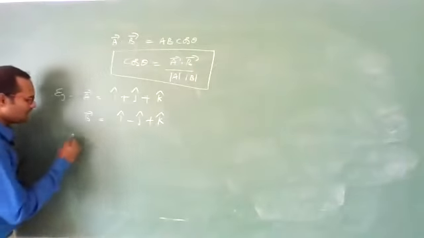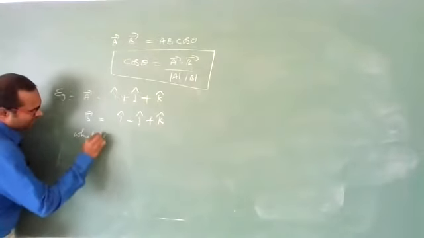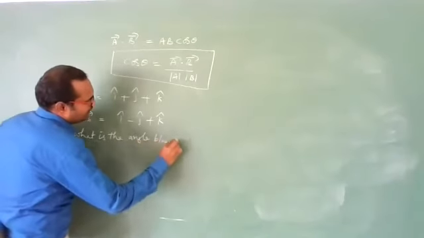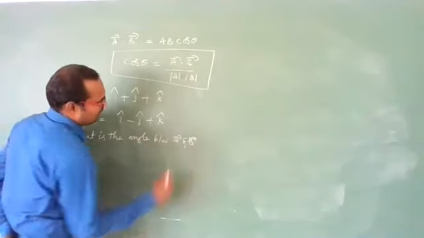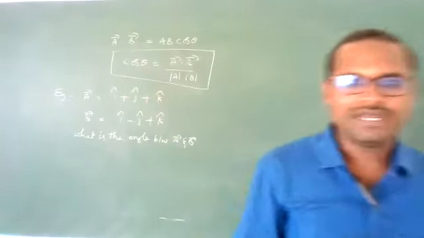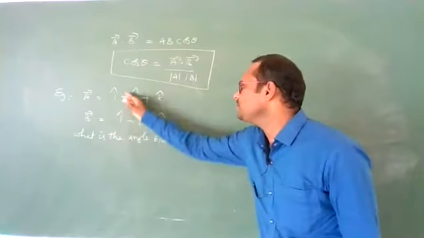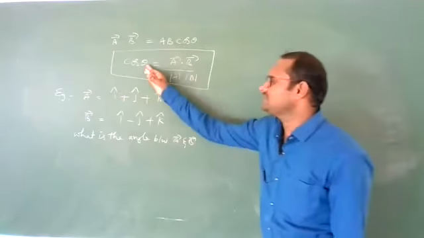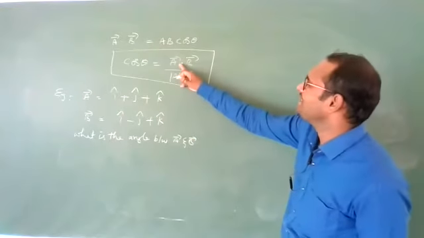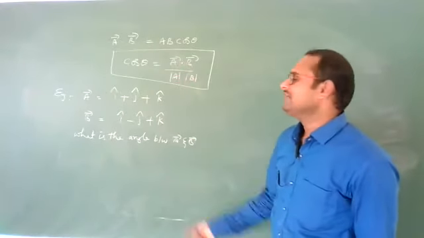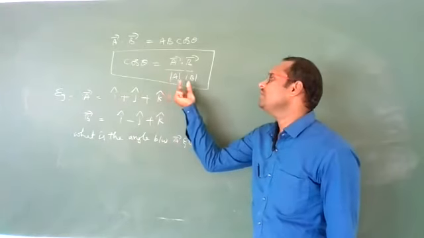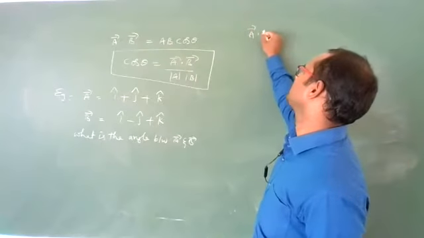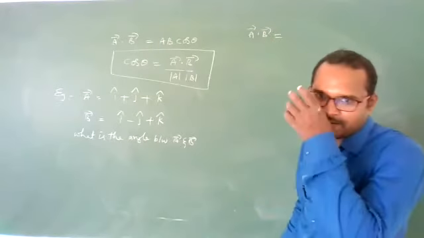Then they will ask you, what is the angle between A bar and B bar? You can find the angle between these two by using this formula. To find this angle, first you should know what A bar dot B bar is, and after that we should find the magnitude of A and the magnitude of B. Students, let us find A bar dot B bar first.